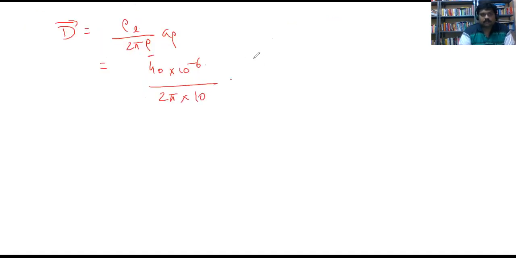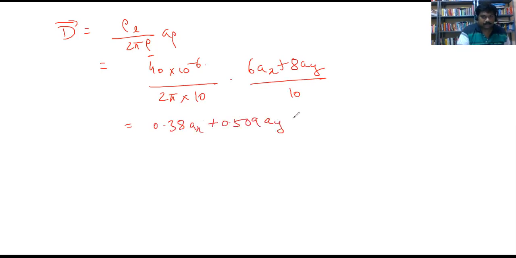10 into, what is A rho? 6AX plus 8AY divided by 10. So if we solve this, what do you get? Write it in one jump. 0.38 AX plus 0.509 AY into this many microcoulomb per meter square.